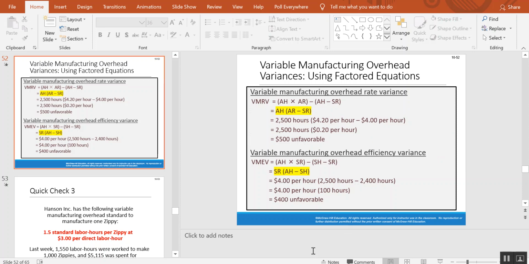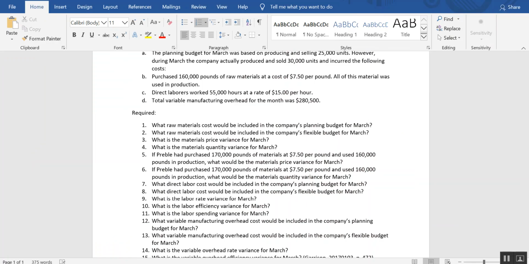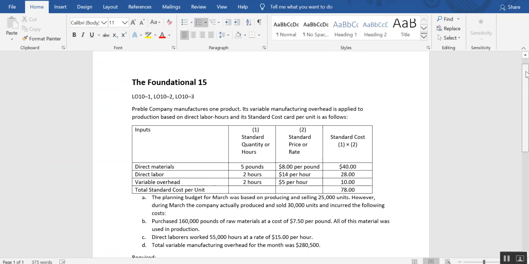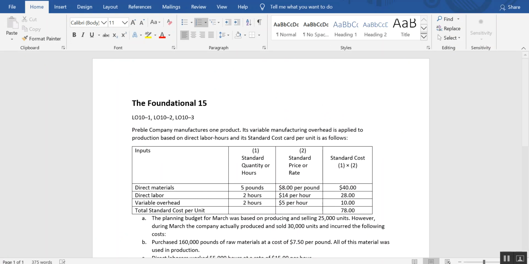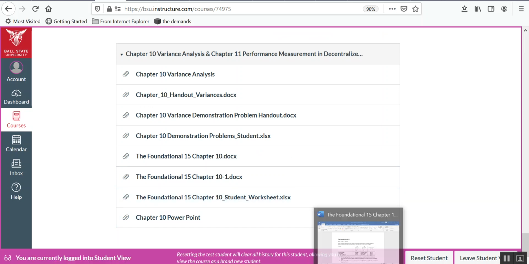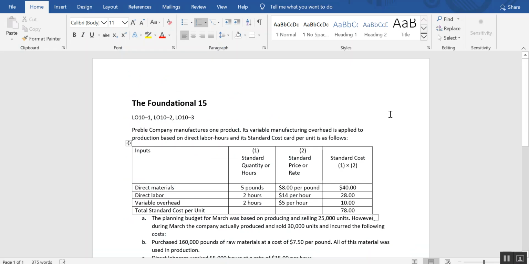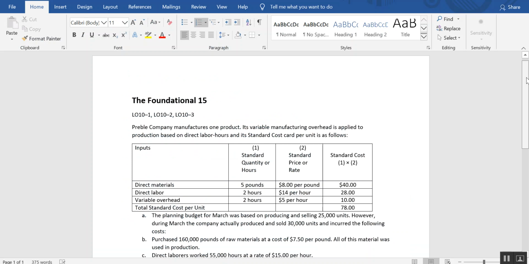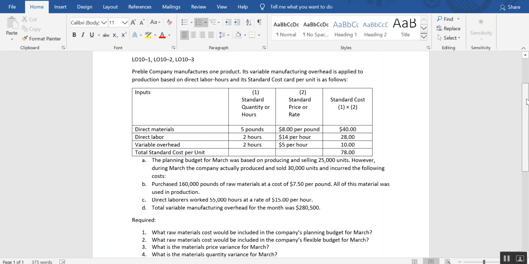Okay? Now, the next thing I want to do is to look at the Foundational 15. And I have it in the module in 2 different kinds of documents. The first one is this Word document right here, and the second one is a student worksheet, which is really the Excel document that I'm going to go through while we do this. So if we look at the Word document, it's just like looking at it out of the book. The problem itself is stated.